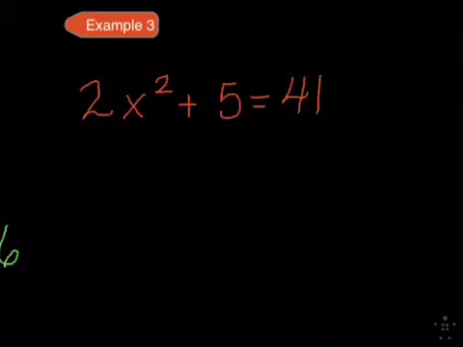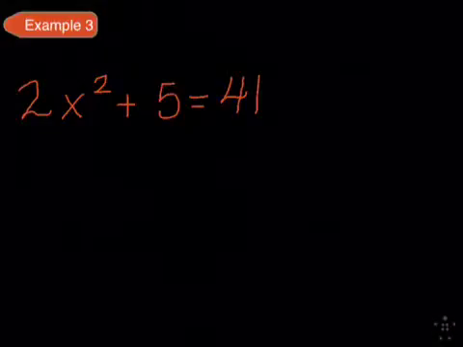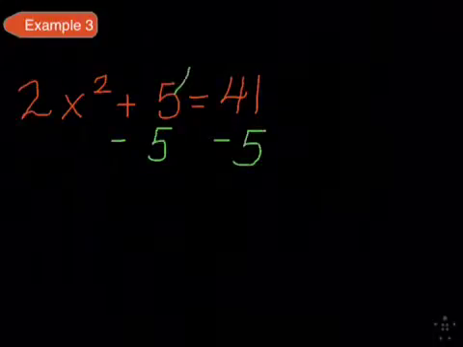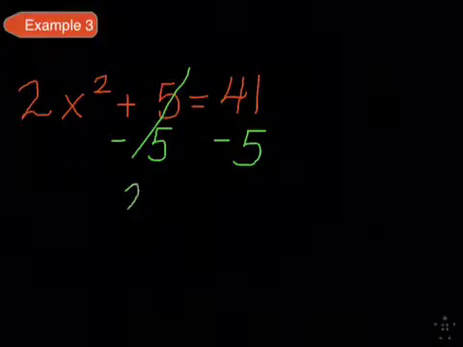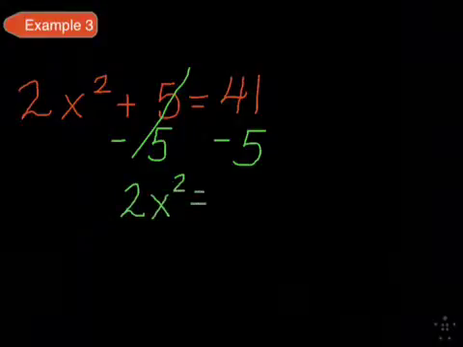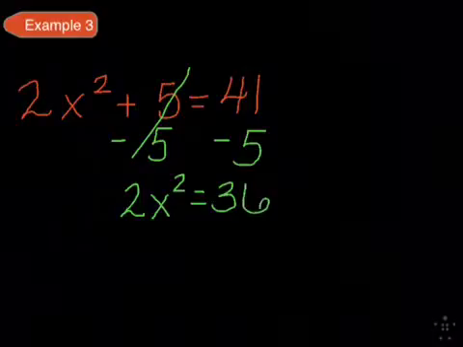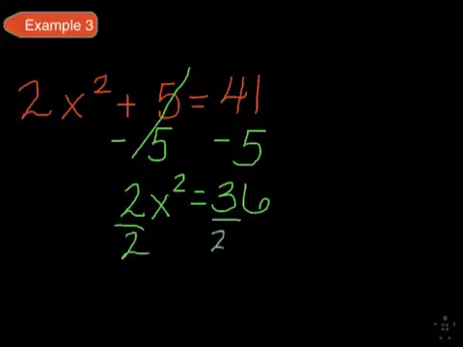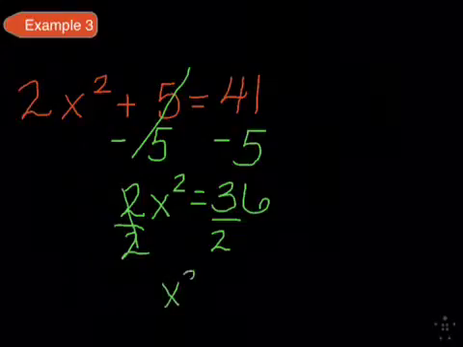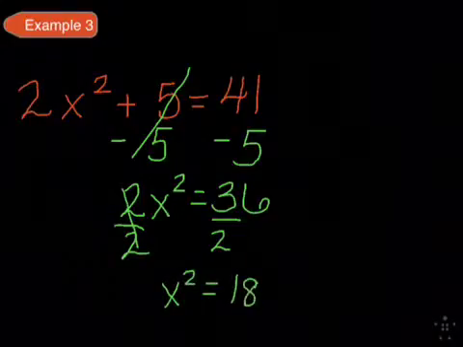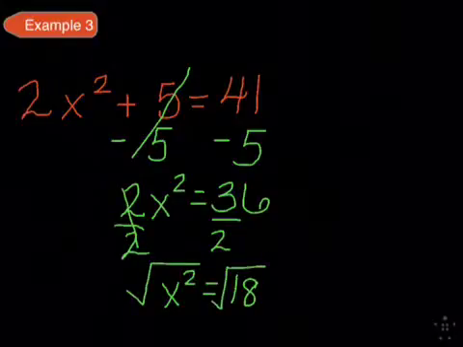Okay, next one. Here you got 2x squared plus 5 equals 41. Still solving like normal. We're going to subtract 5 from both sides of our equation. So I have 2x squared equals 36. Okay. I'm going to divide by 2 on both sides of the equation. So right now I have x squared equals 18. Take the square root of both sides. This time we don't have a perfect square. So remember, we have to simplify the radical.